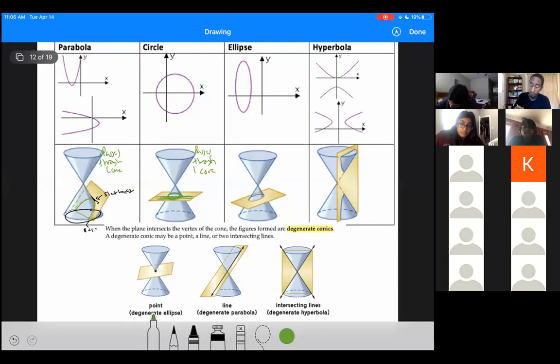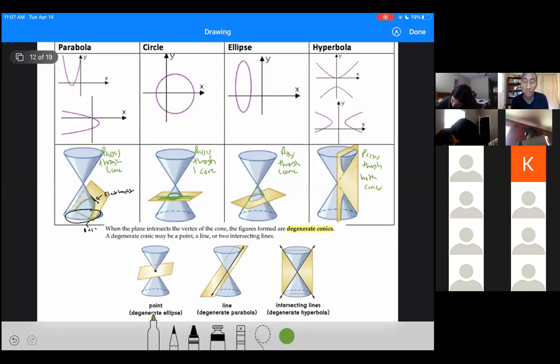For the ellipse, it also passes through only one cone, and it has to hit both of the slant heights, but it has to be slightly slanted. That's a lot of slants. It has to be slanted and hit both of the slant heights. Okay. For the hyperbola, it passes through both cones, and that's going to give you the hyperbola.